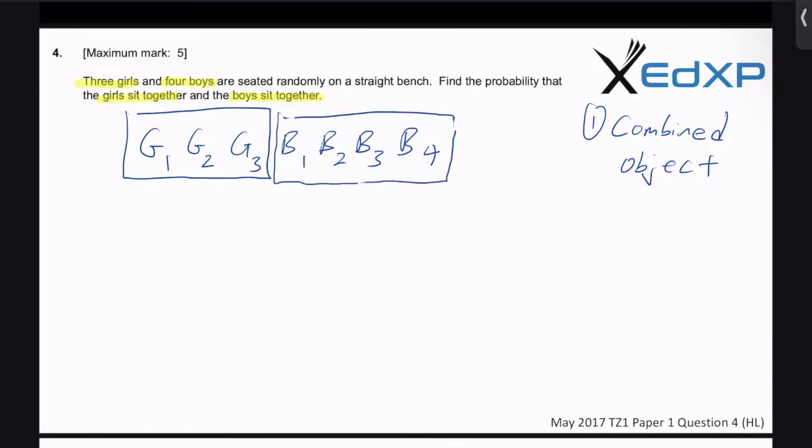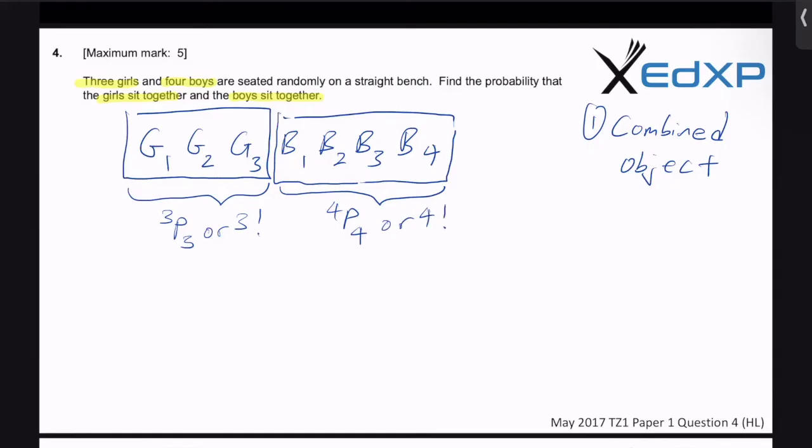also as one object. Within the first object, the 3 girls can arrange themselves in 3 permute 3 ways, or also known as 3 factorial. Okay, always remember that the girls are unique. If the question was 3 green balls, then they are all identical. So in that case, you don't need to do permutation. For the 4 boys, we can arrange them in 4P4 ways, 4 permute 4, or 4 factorial, same thing.